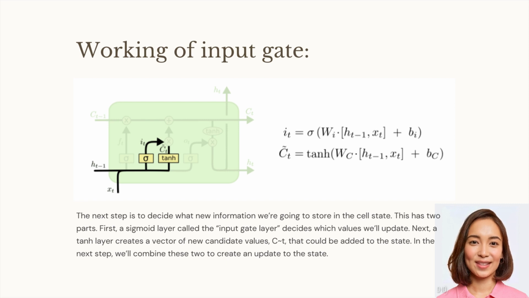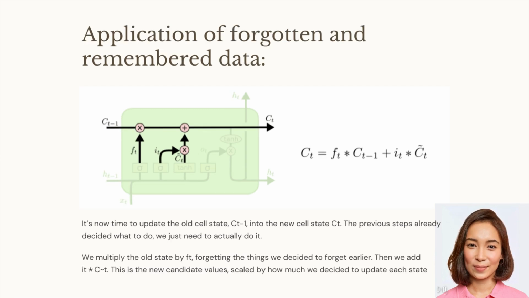Working of input gate. The next step is to decide what new information we're going to store in the cell state. This has 2 parts. First, a sigmoid layer called the input gate layer decides which values will update. Next, a tanh layer creates a vector of new candidate values, C̃_t, that could be added to the state. In the next step, we'll combine these 2 to create an update to the state.